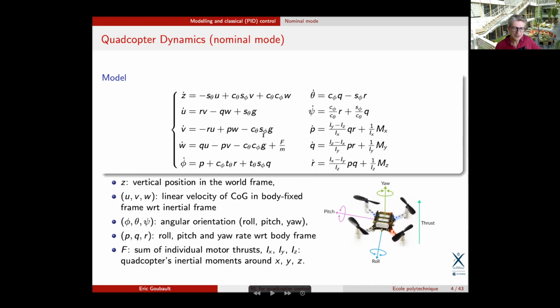So the action on the dynamics of the quadcopter is through the vertical thrust, so the sum of the four different thrusts of the four different motors, and is through the difference between the thrust on each motors, which induce moments mx, my, and mz around the axis x, y, z, giving some control into roll, pitch, and yaw.